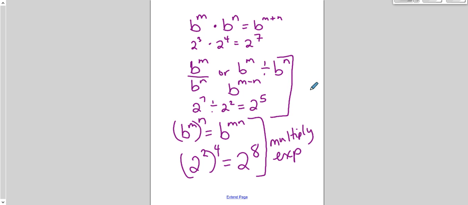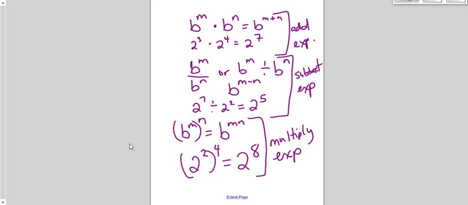This is subtract. And this is add. So when we multiply our bases, we add our exponents. When we divide the bases, we subtract our exponents. And when we have an exponent to another exponent, we multiply.